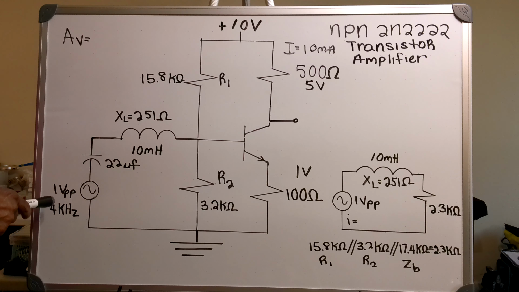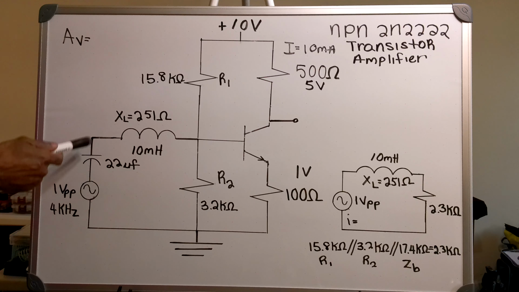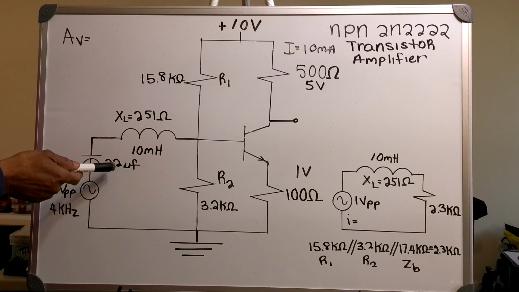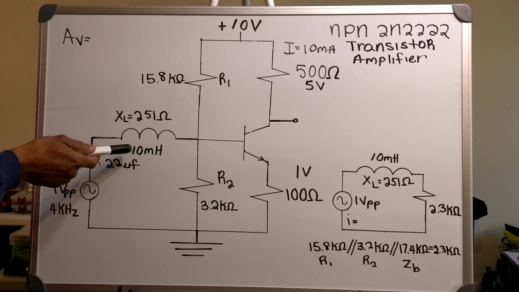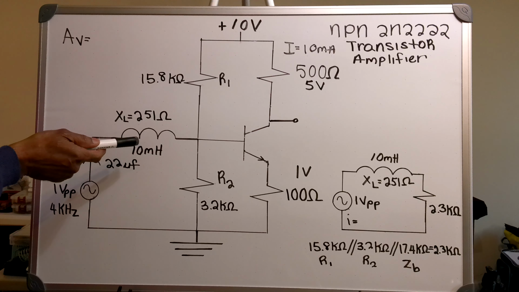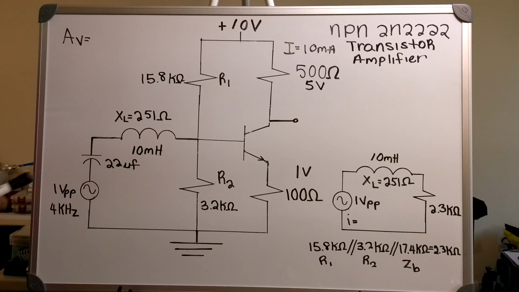On the input, I've got a 1 volt peak-to-peak sinusoidal with a frequency of 4 kilohertz in series with a 22 microfarad capacitor and a 10 millihenry inductor. So you can see here that I have the sinusoidal input.